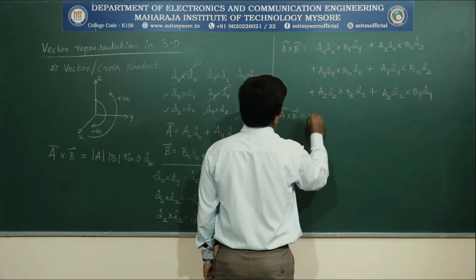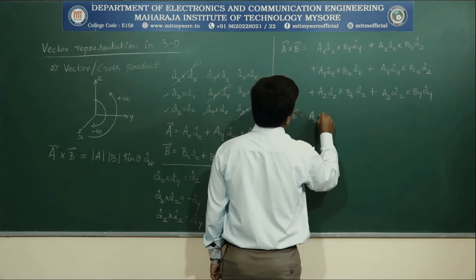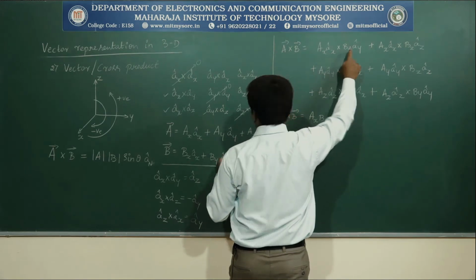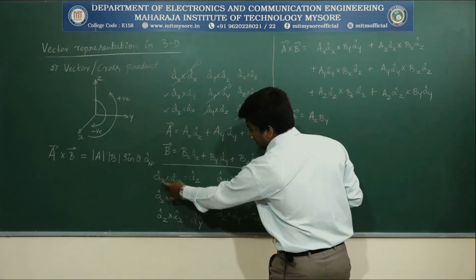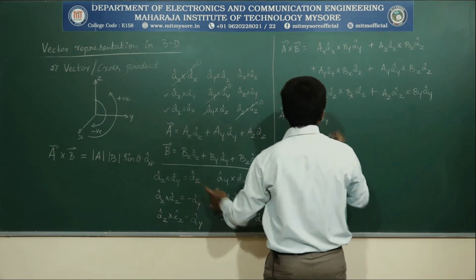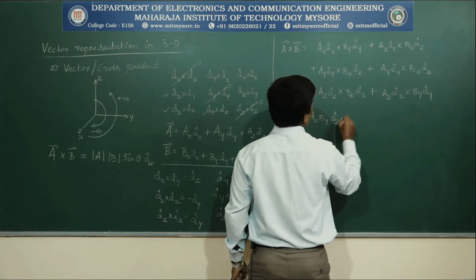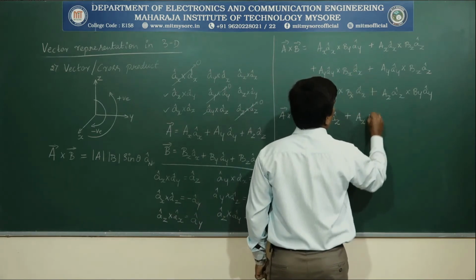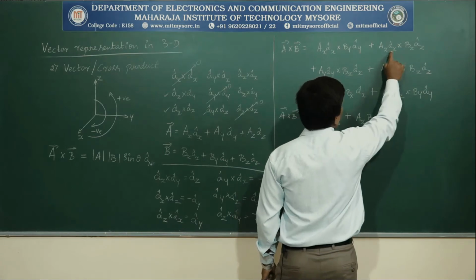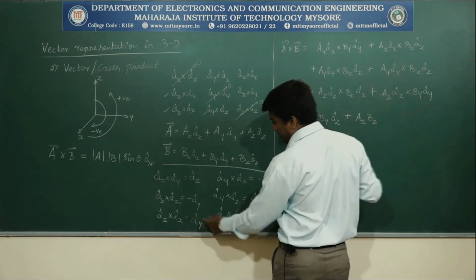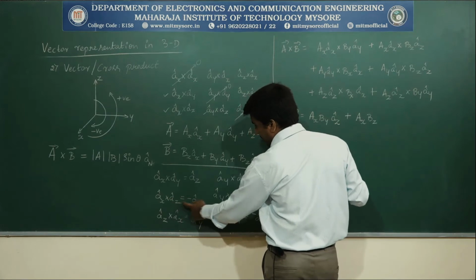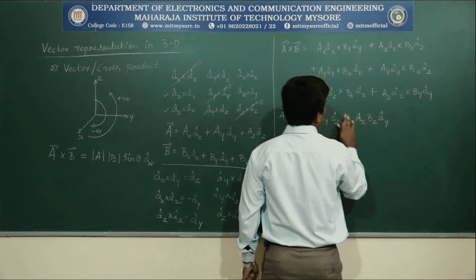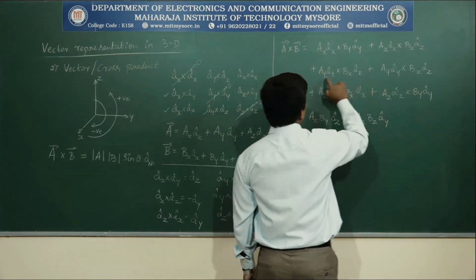Okay, now if I try to solve this, A cross B is equal to Ax into By, A cap x cross A cap y. See, A cap x cross A cap y is equal to A cap z, plus Ax into Bz, A cap x cross A cap z. What is A cap x cross A cap z? Minus A cap y. So minus sign comes here. Similarly, what is the next term?